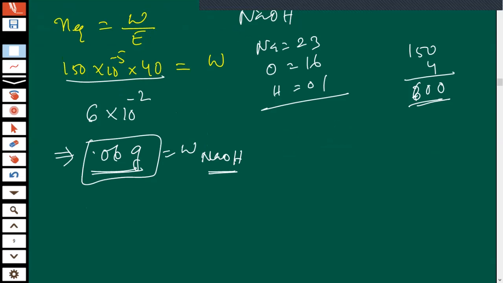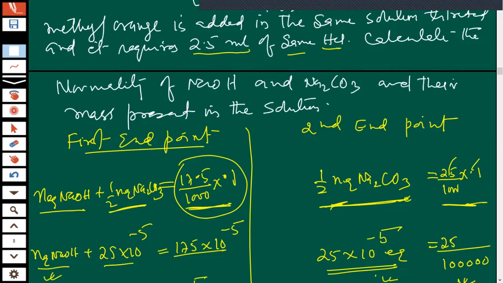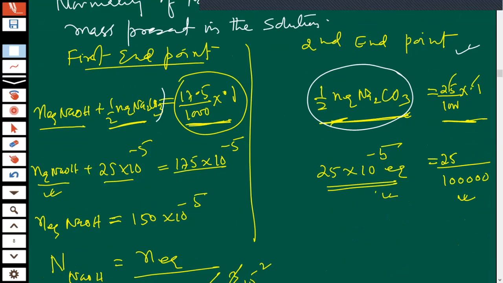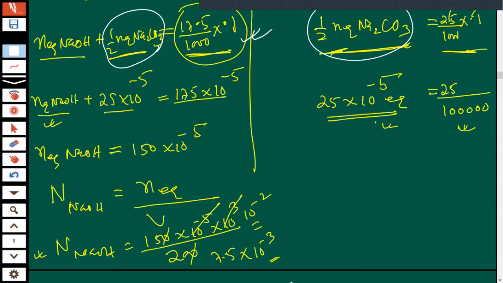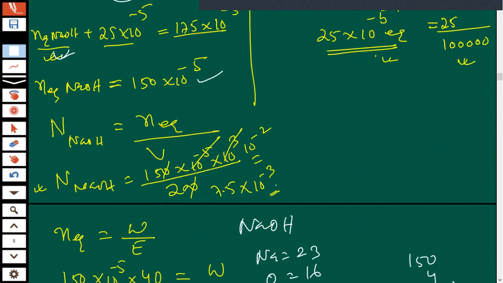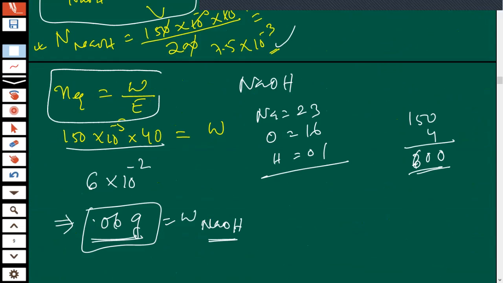Did you understand how we calculate it? See, from the second endpoint, we calculate this value. We calculated the number of equivalent, then we calculated the normality using this formula, then we calculated weight by this formula. Did you understand?